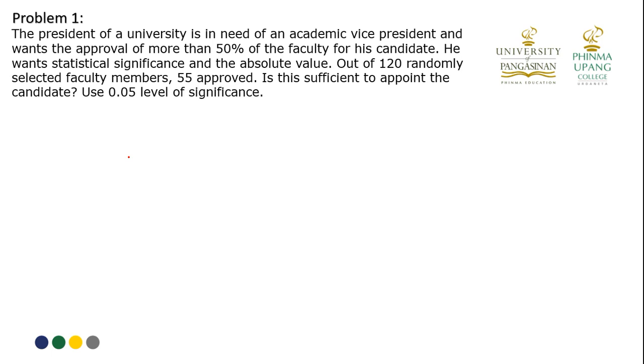Number 1. The president of a university is in need of academic vice president and wants the approval of more than 50%. So, may nabasa ako, sir, na more than 50%. Ibig sabihin po ba, sir, one-tailed? Tama. Sir, may 50% po. May percentage mo. Ibig sabihin po ba, yun po ba yung piece of note? Tama po yan. So, piece of note is 50%. And tandaan, dapat po yung sagot natin, naka-decimal po palagi yan. Next, since more than yan, one-tailed, no?